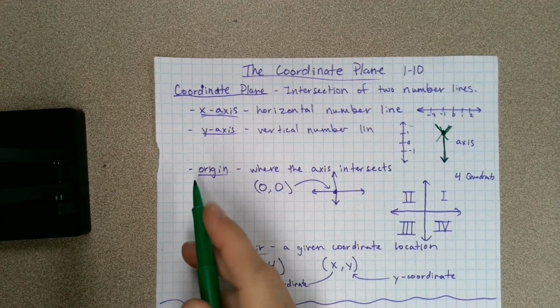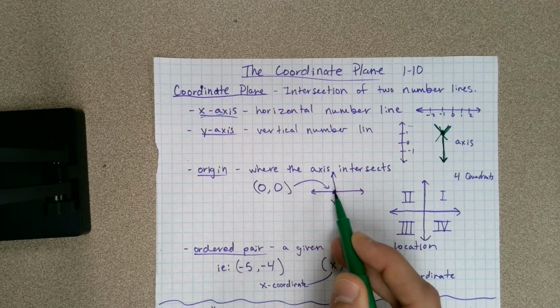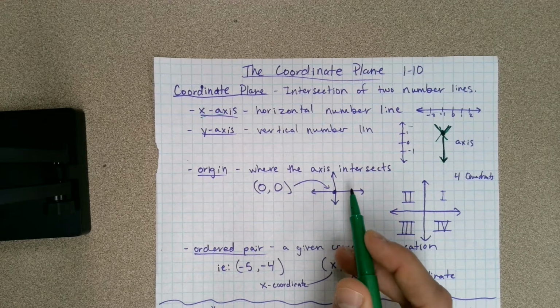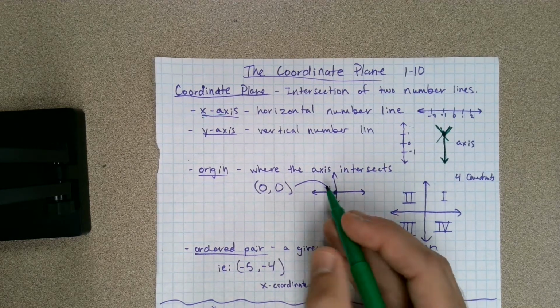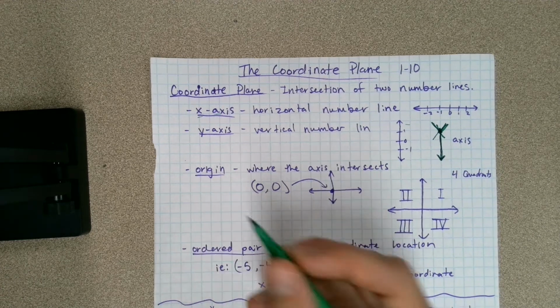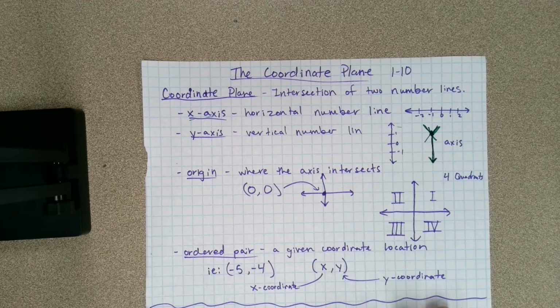Next is our origin. Our origin just means where the two lines intersect. More often than not, you will see this at 0, 0. I don't think there'll be any times this year that this won't be at 0, 0 for you. So that's the origin. Just think of it as 0, 0. We'll get a little bit more into that later.